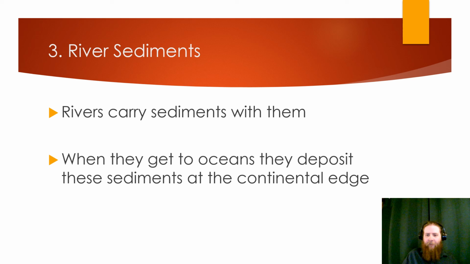The third is river sediments. We have a lot of sediment on top of mountains, on top of hills, and across the plains. As rivers move across these structures, they break down parts of these mountains and carry them with them. When they get to the ocean at the edge of the continent, they're going to deposit these sediments at the continent edge, making a little bit more real estate very slowly.